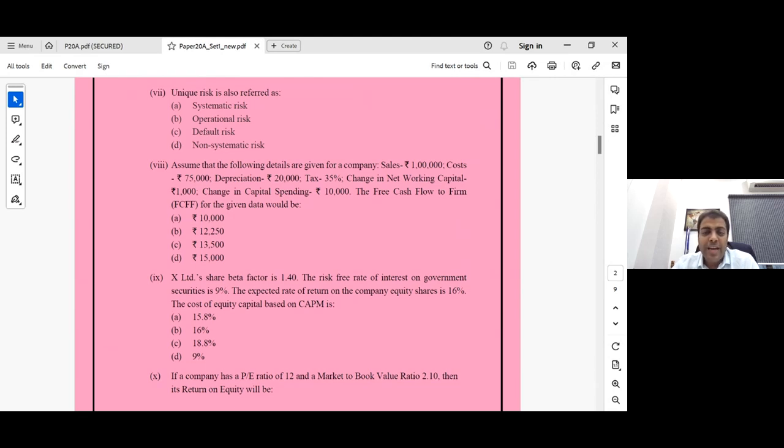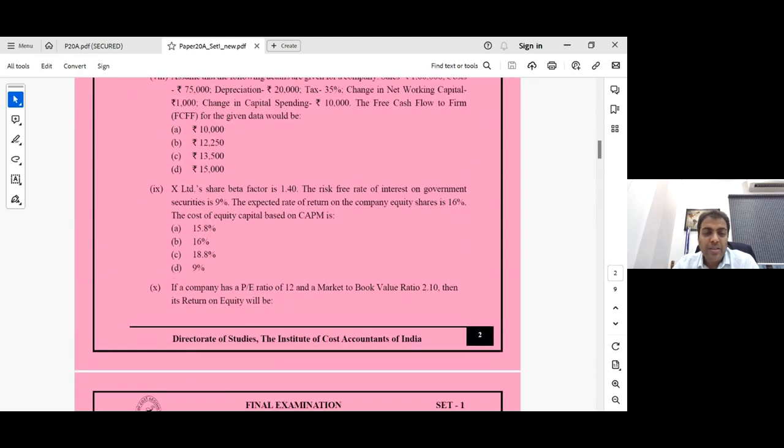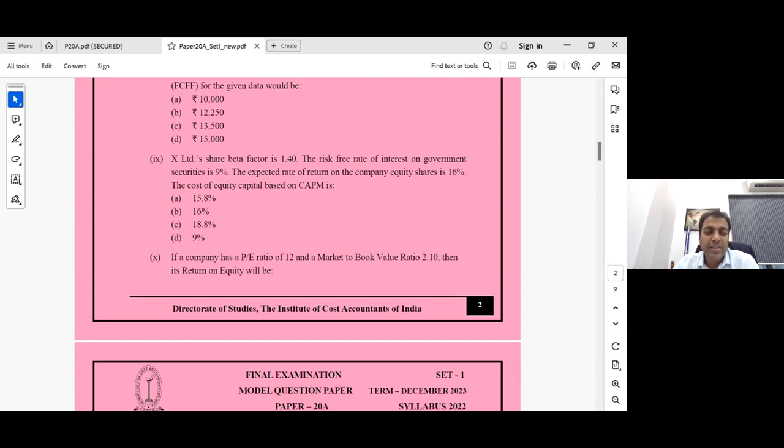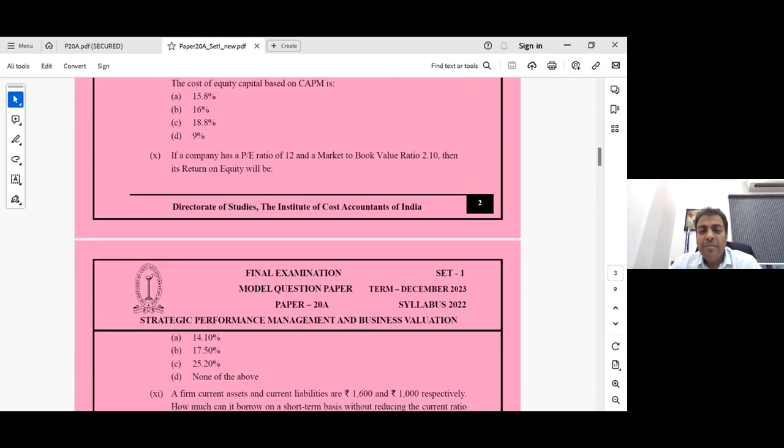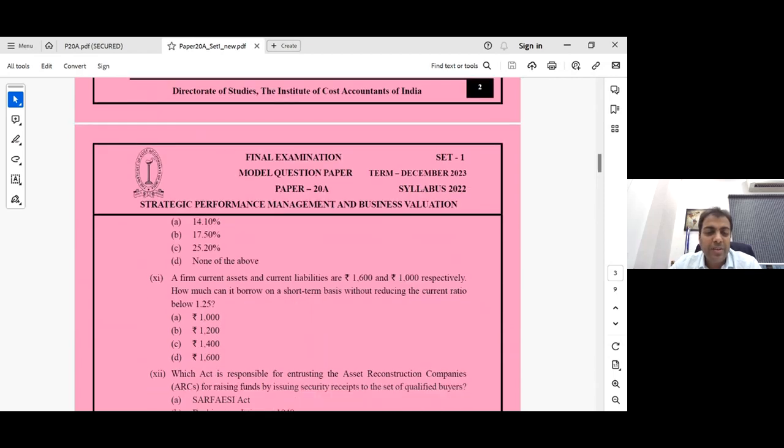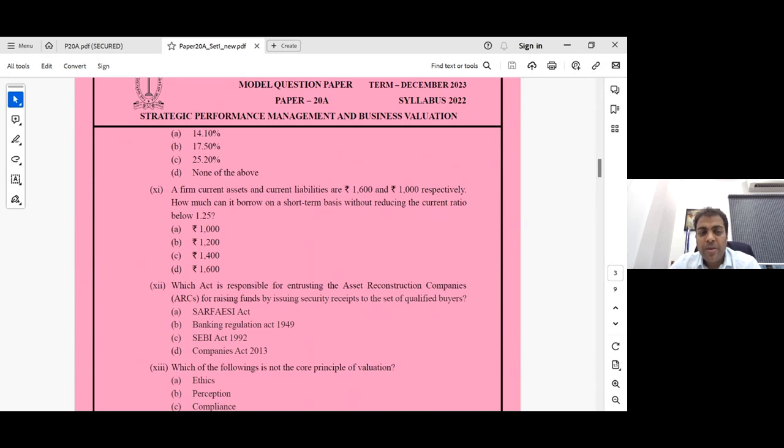But again, so for example, the free cash flow of the firm, right? Simple question, 2 marks, easy, quickly calculate, just one line solution, and you'll get to the answer of it. Okay, same. See again, cost of equity based on CAPM, RF plus RM minus RF into beta, right? Easy, one line solution, one line answer, one word answer, quick 2 marks. You can get it here. If a company has a P/E ratio of 12 and market to book value ratio of 2.0, the return on equity would be, again, simple mathematical questions, and you would be okay, right?